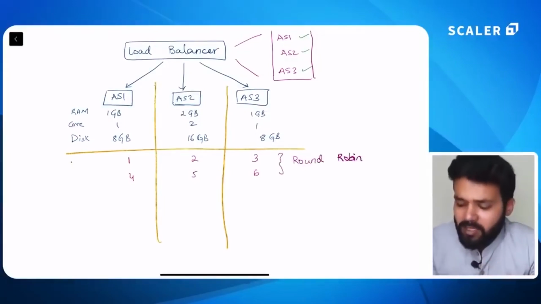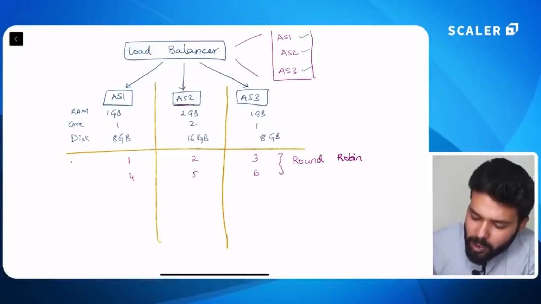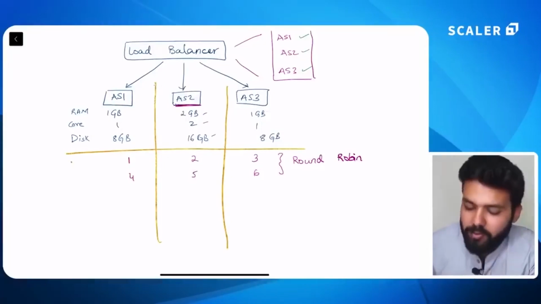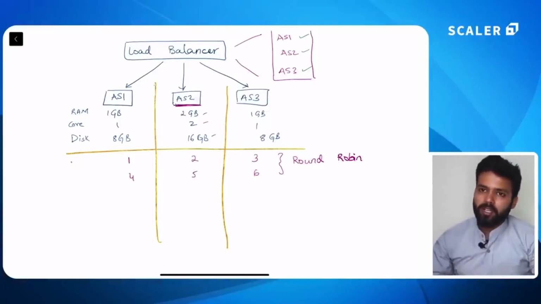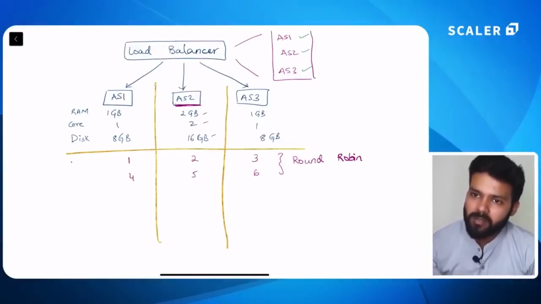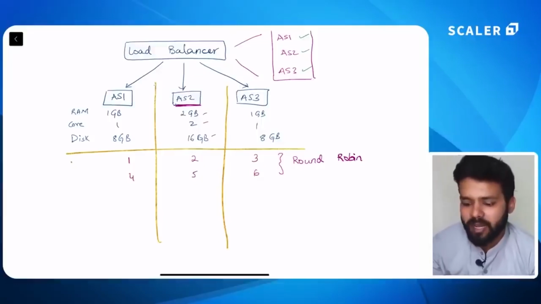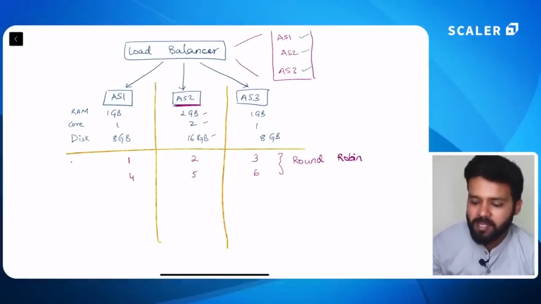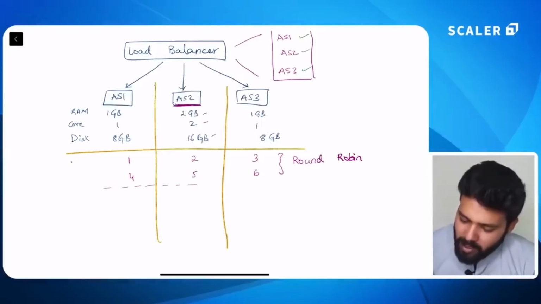But as you can see, this is not the best strategy to go for. Why is this not the best strategy? We can see that application server 2 has twice the RAM, twice the number of cores, and twice the amount of disk available as compared to application servers 1 and 3. Therefore, it should ideally process more requests as compared to the other servers. So what we can typically do is make the routing strategy in such a way that application server 2 gets approximately twice the number of requests as compared to my other available servers.